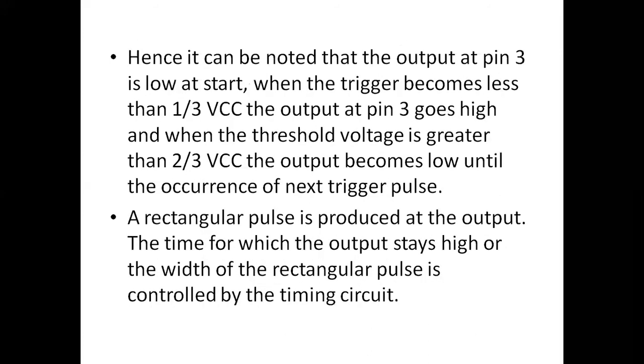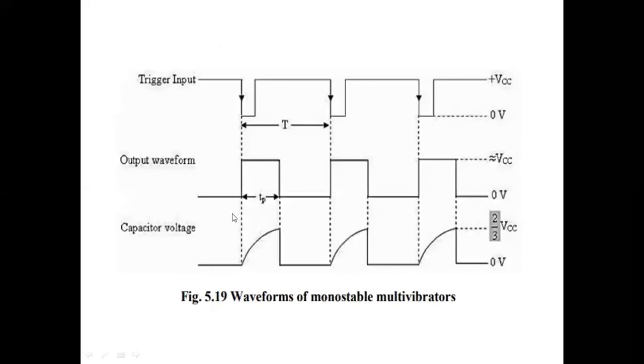Here we have the voltages, and these are the points which I have explained previously. Here we have three waveforms. First one is the trigger input, second one is the output waveform, and third one is the capacitor voltage. Here we are applying a negative going trigger pulse, and by the application of the trigger pulse, the operation starts. Here we have one stable state and one unstable state.